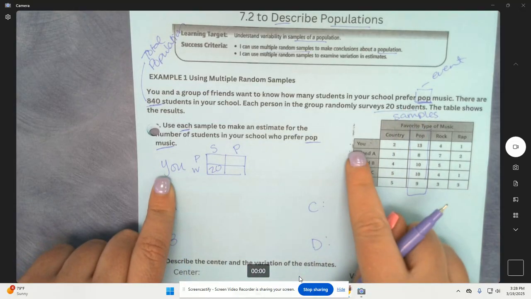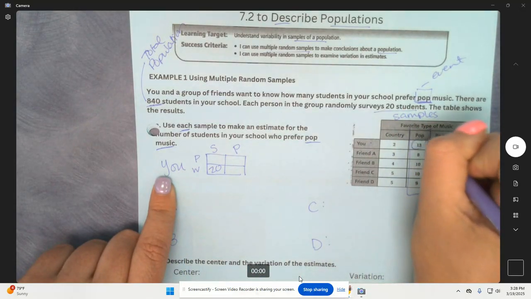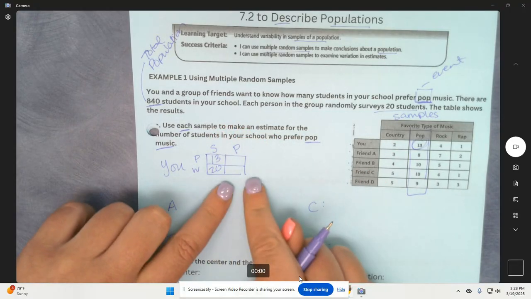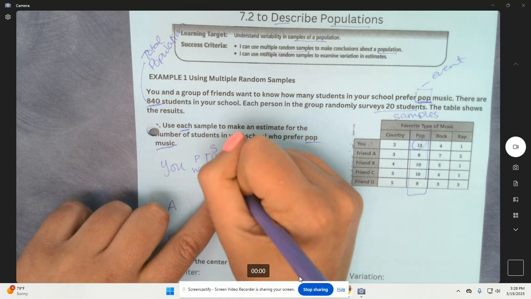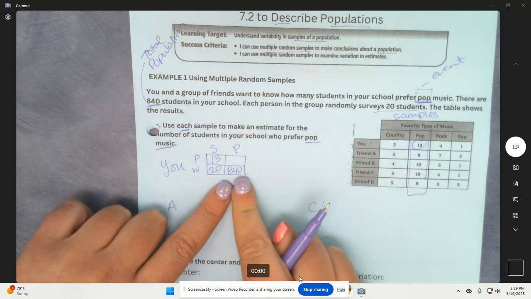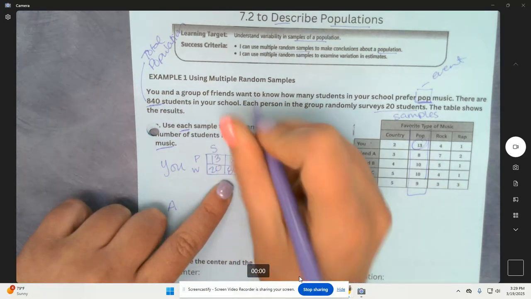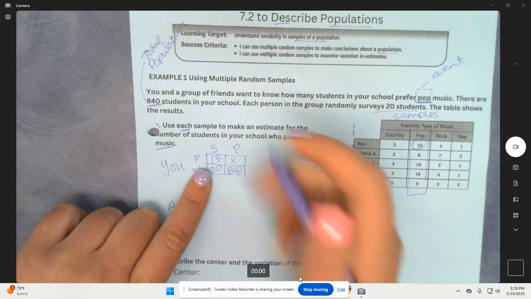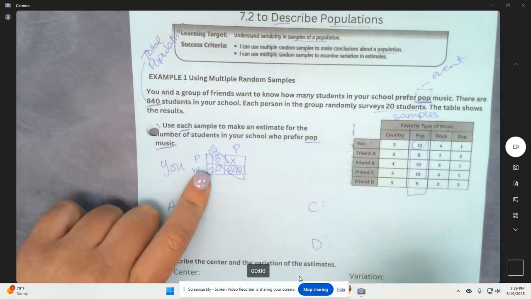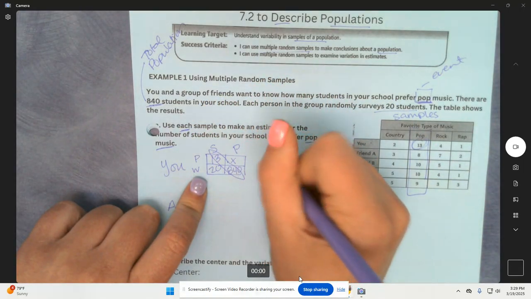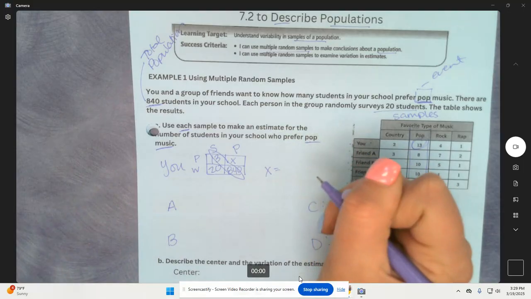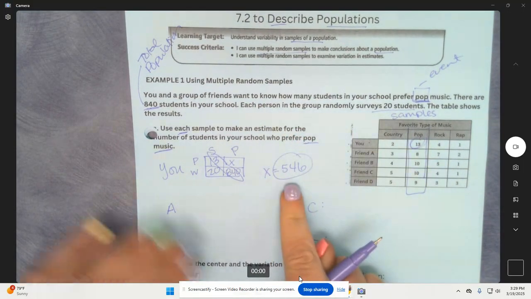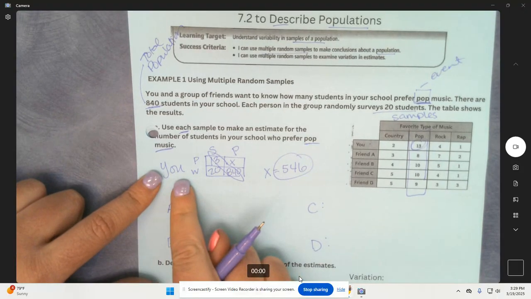So under me, you, there are 13 students who like pop music. Well, I want to see what it's like for the whole population. So there's 840 students in the total population. We want to know what part of that 840 will probably like pop music. So from there, we just solve our ratio box. We cross multiply and we divide. And we get that there's 546 students for just your sample, based off of your sample.